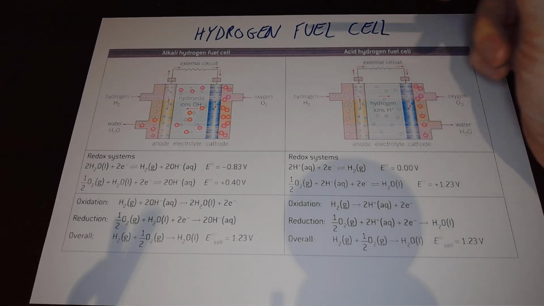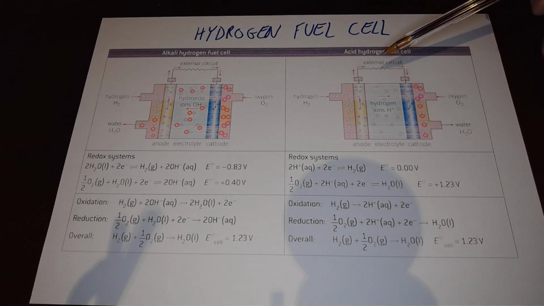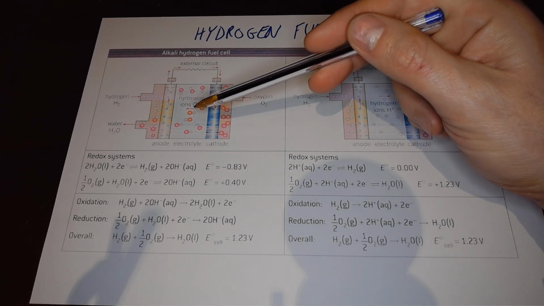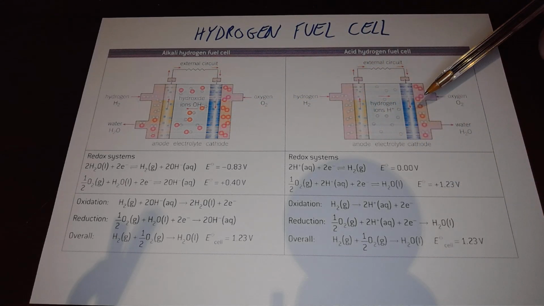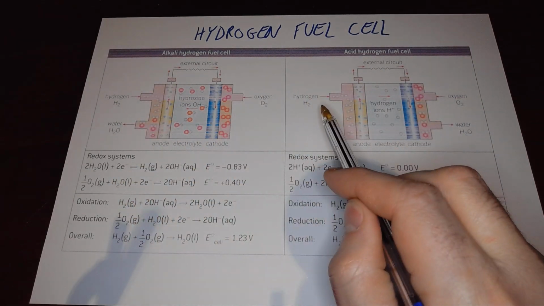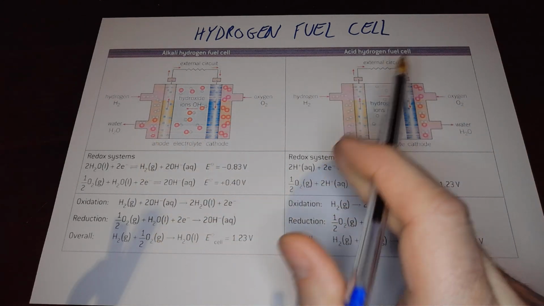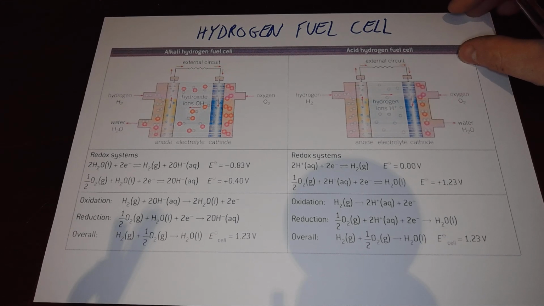Now, there are 2 types. Again, you're not expected to memorise any of these reactions: the alkali hydrogen fuel cell or the acid hydrogen fuel cell. The difference is pretty obvious: the electrolyte, the solution in the alkali hydrogen fuel cell, has OH- ions, and the acid one has H+ ions. In both of them, hydrogen gas is fed in, oxygen gas has to come in as well, and the only waste product is water. This is one of the big benefits of it. If you imagine all the cars driving along, the only thing they're giving out is water. No carbon dioxide, no nasty gases.